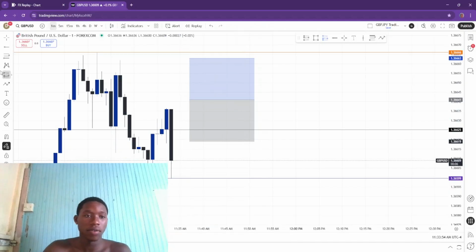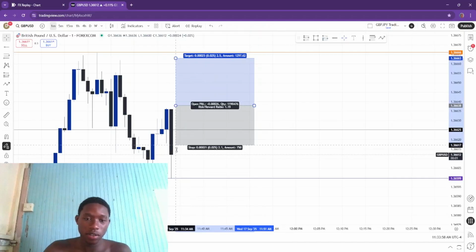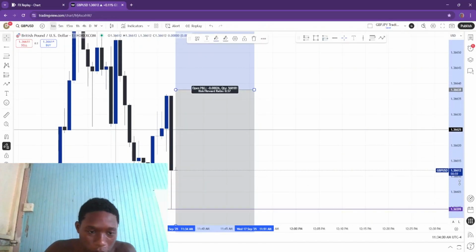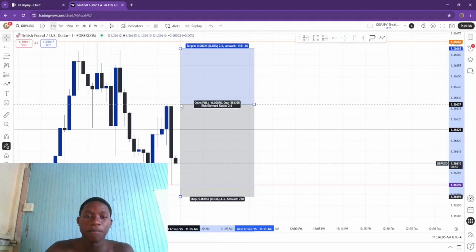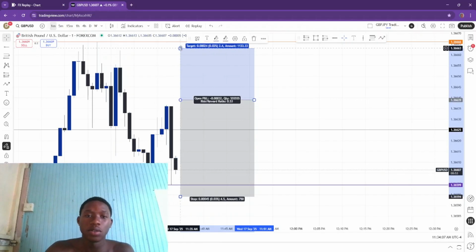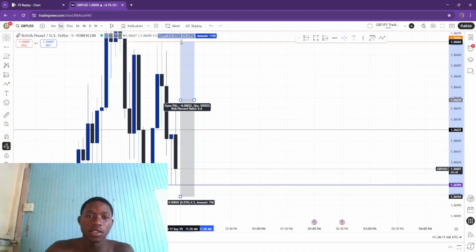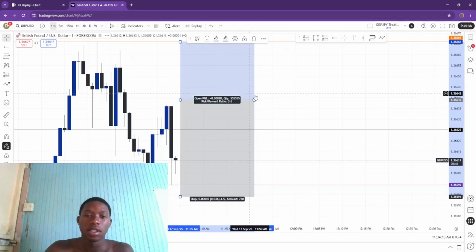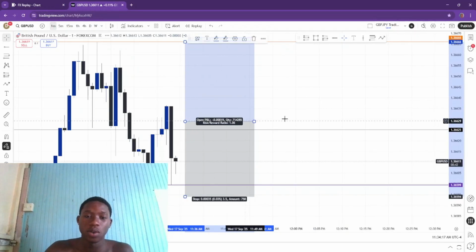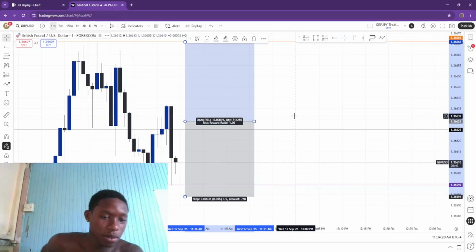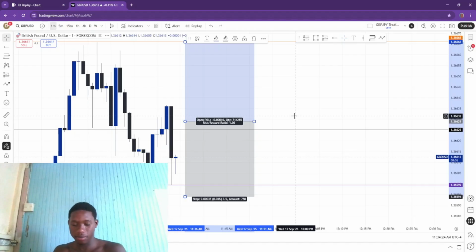Let's see. We don't see price sweep it yet, but on my MT5, we seen price sweep it. So for the previous 5 minute, which is right there, we can't take that trade, the risk to reward is too messed up. So we have to look for an up candle, which is what's forming right now there.